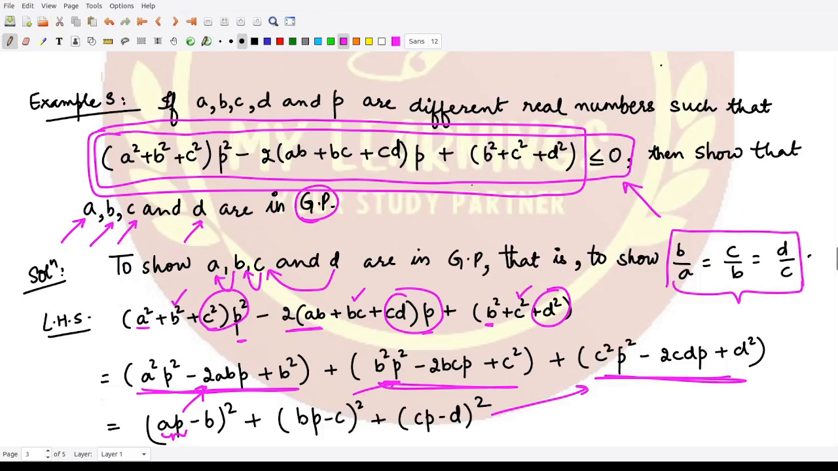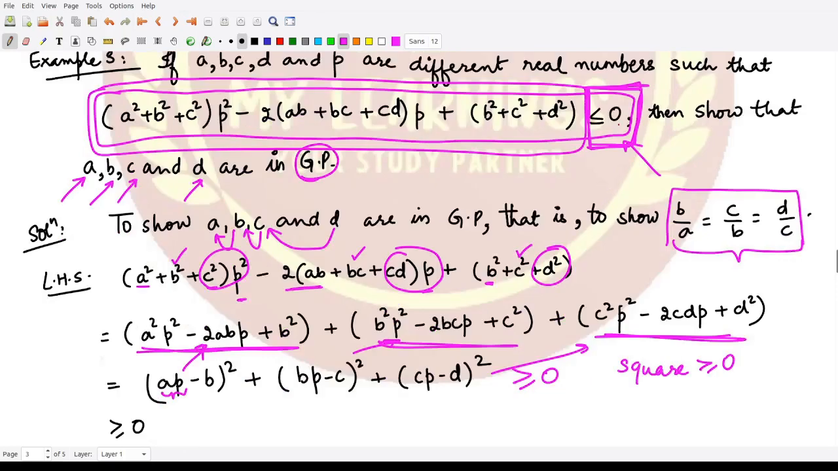It is given in the question that this left hand side is less than or equal to 0. However, it is the sum of squares, and any square is always either equal to 0 or a positive quantity, because when you square a negative number also, you get a positive number. So this sum has to be greater than or equal to 0, but it is given that it is less than or equal to 0. The two things cannot happen simultaneously. Hence we only have to take the one part which is equal to 0.